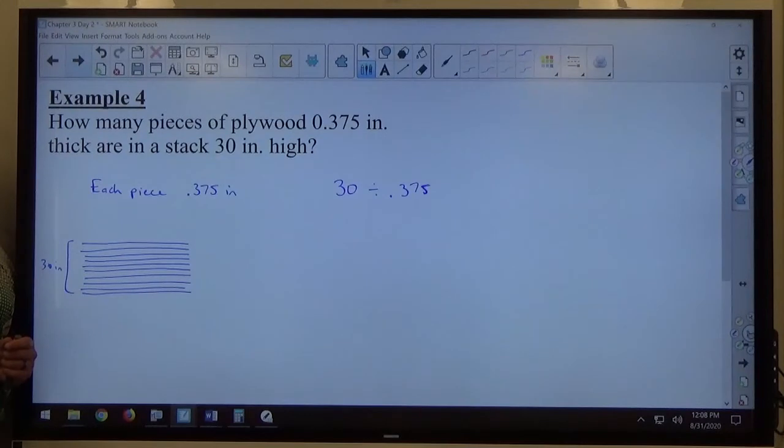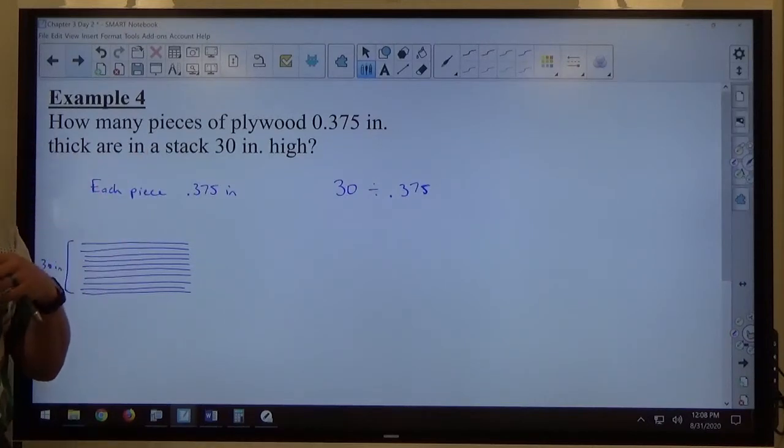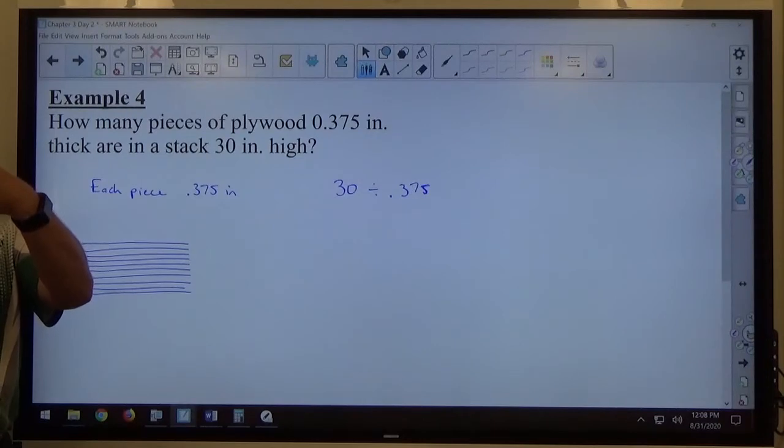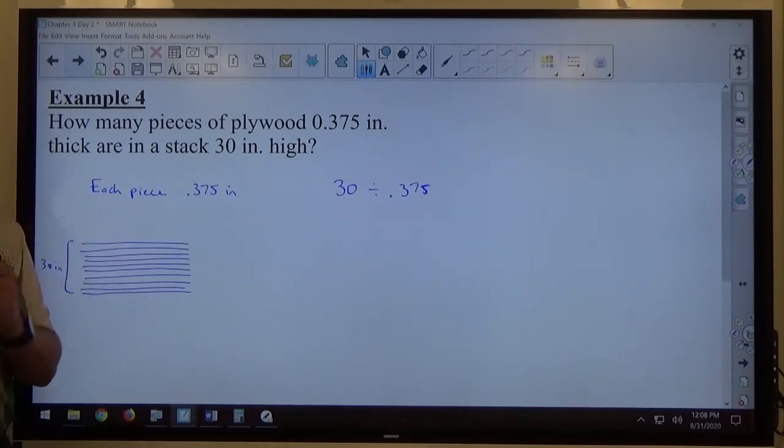So if one board is 0.375, then two boards is about 0.75, right? 3 boards gets us just over 1 inch, right? So it takes 3 boards to make an inch-ish, right? A little bit more than an inch, right? So 3 boards make an inch, and then 3 more boards make another inch, and so on. We're looking somewhere around 90, so it's going to get bigger than 30.